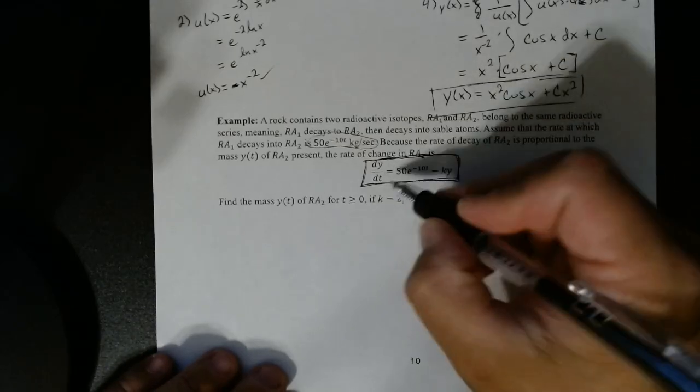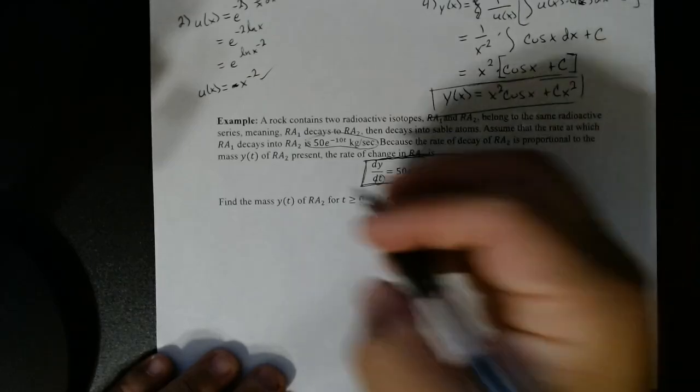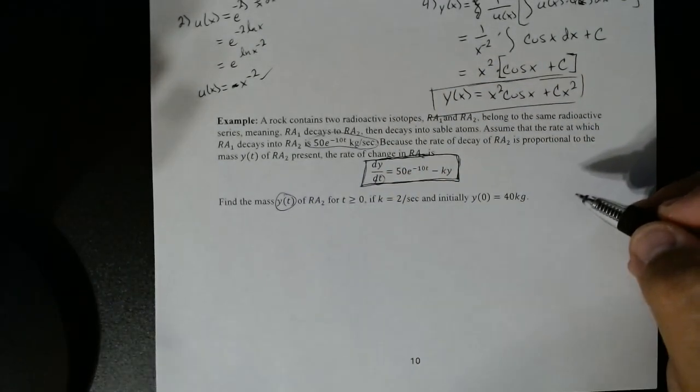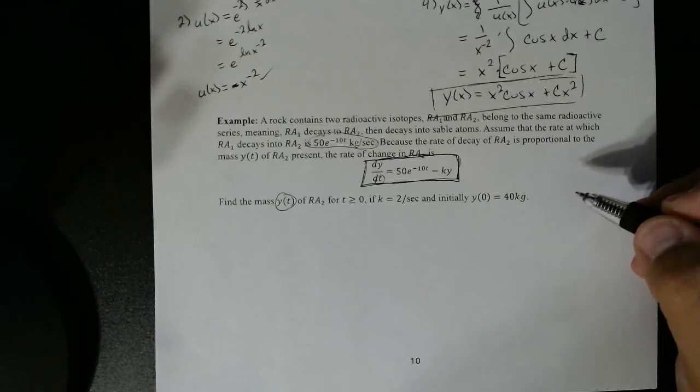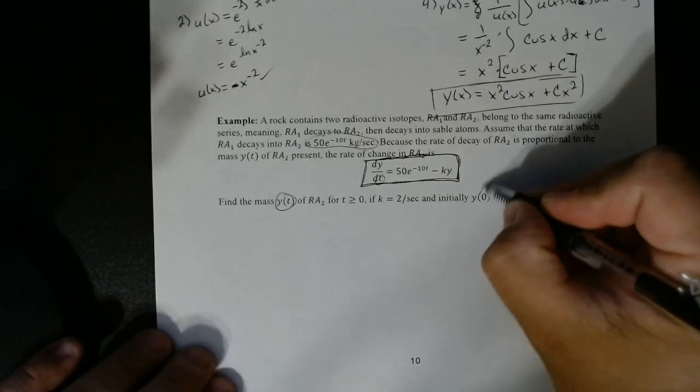All right, so this is in terms of t instead of x, but it's the same process. The question is, find the mass y of t of Ra2 for t greater than or equal to 0 if k equals 2 and initially we have y of 0 equals 40 kilograms. Okay, so that's our initial condition, right?